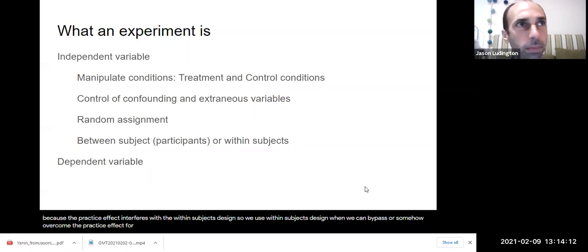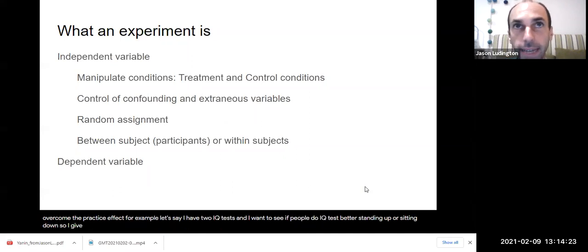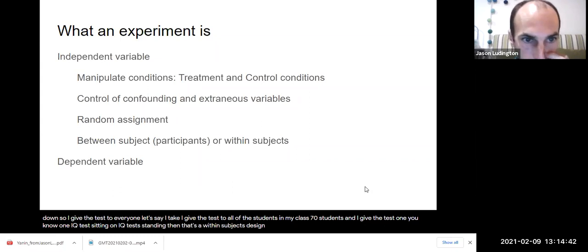For example, let's say I have 2 IQ tests, and I want to see if people do IQ tests better standing up or sitting down. So I give the test to everyone. Let's say I give the test to all of the students in my class, 70 students. And I give one IQ test sitting, one IQ test standing, then that's a within subjects design.